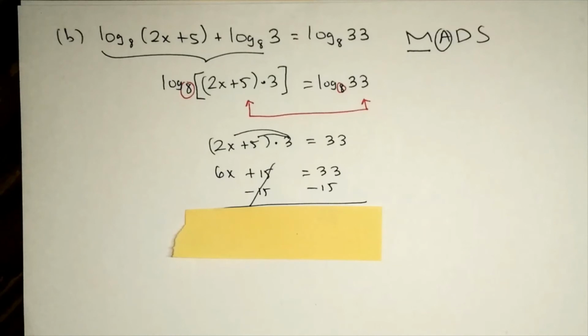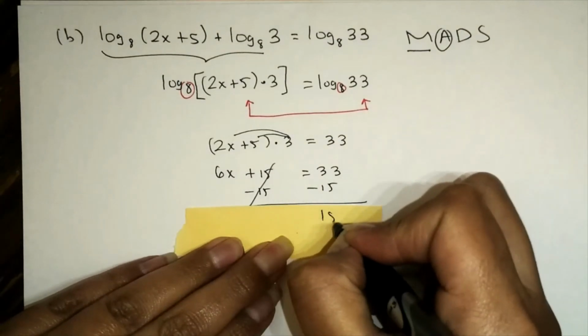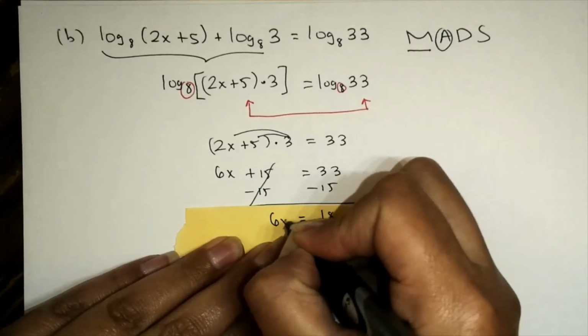Sorry guys, as you can see, I needed to put a little band-aid because I'm not good at arithmetic. Alright, so we have 33 minus 15, after I use my fingers, gives us 18, and that equals 6x.